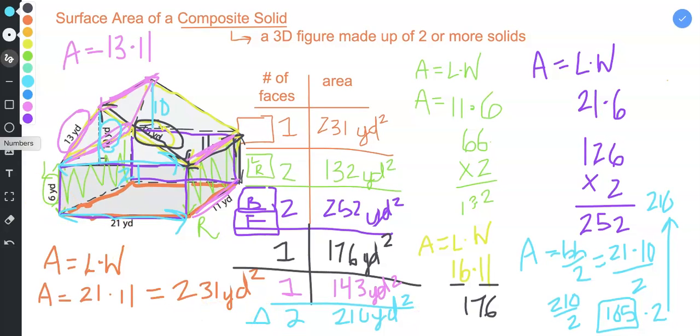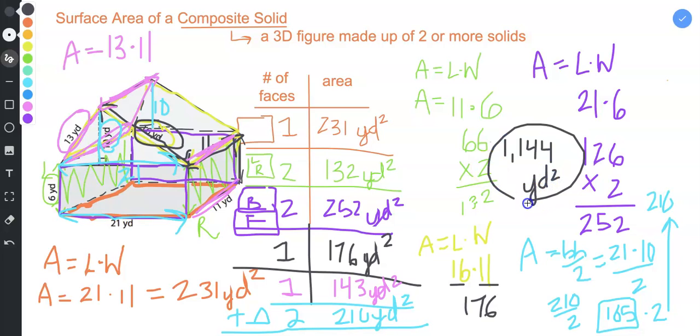So then, now that we've figured out every single face on the outside of this solid, I'm sorry, this is a lot of work, I know it. We're going to add up all of these faces to find the total surface area. So I'll use a calculator. 231 plus 132 plus 252 plus 176 plus 143 plus 210 is equal to 1,144 square yards for our total surface area.